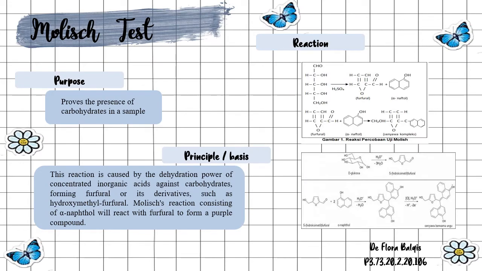First is the Molisch test. The purpose of the Molisch test is to prove the presence of carbohydrates in a sample. The principle of the Molisch test is that this reaction is caused by the hydration power of concentrated inorganic acid against carbohydrates, forming furfural or its derivatives such as hydroxymethyl furfural. In the Molisch reaction, alpha-naphthol will react with furfural to form a purple compound.